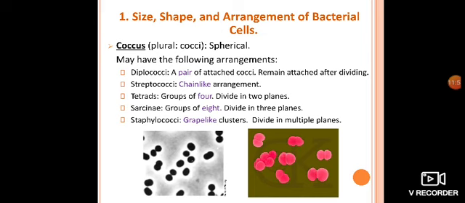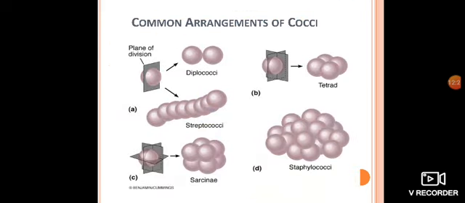Everybody knows that grapes are randomly arranged as a cluster, in a grape structure, and divided into multiple planes. The arrangement of grapes does not follow any specification; they are just randomly arranged, so they are divided into multiple planes. After identifying all those points, in the next slide we are going to identify how they are specifically arranged.